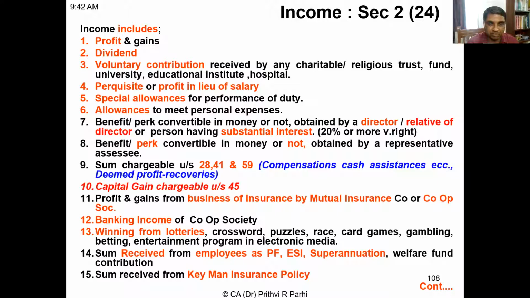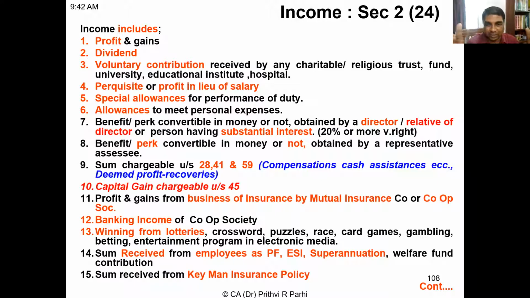Point 13. Winnings from lotteries, crosswords, puzzles, races, card games, gambling, betting, and entertainment programs in electronic media. Income generated from all these activities is income. If money is received through these activities, it will be treated as income. So money received from lotteries is income.